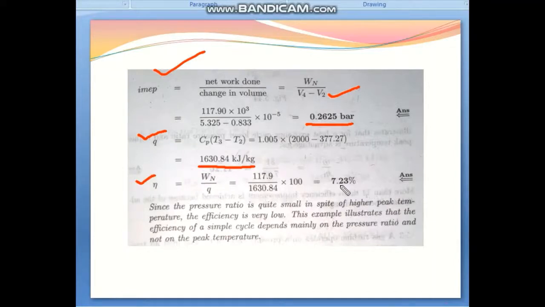So that is 7.23%. This is very low, since the pressure ratio is quite small. In spite of the higher peak temperature, the efficiency is very low. This example shows that the efficiency of a simple cycle depends mainly on the pressure ratio and not on the peak temperature.